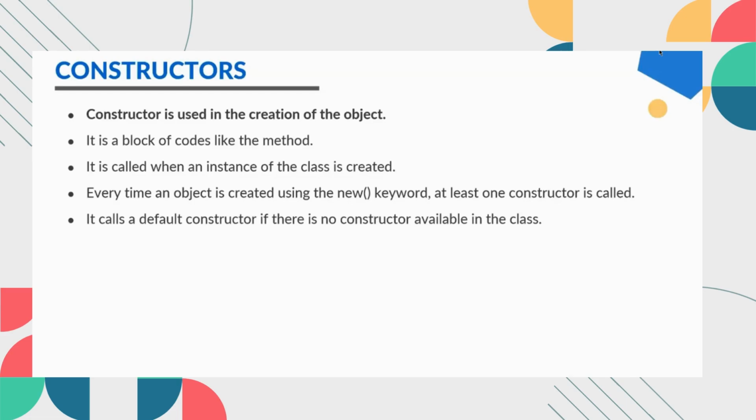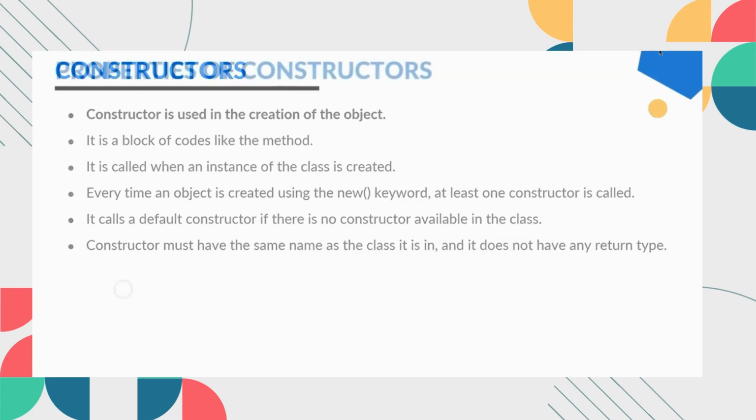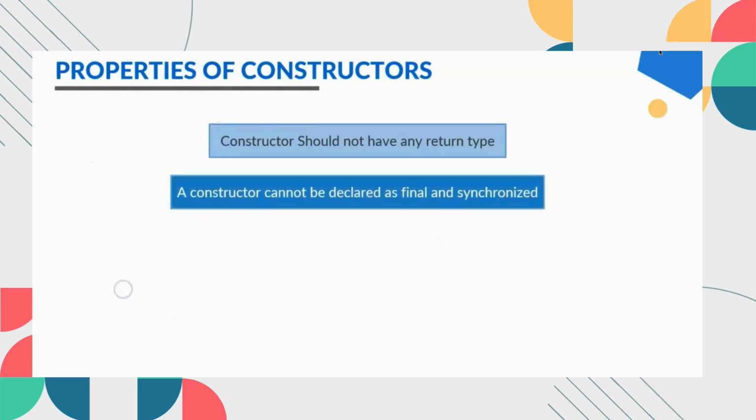Another point is that the constructor's name should be the same as the class name, and it does not have any return type. Let's say if your class name is Student, the constructor name itself needs to be Student, and as I said, it does not have any return type. A constructor should not have any return type.